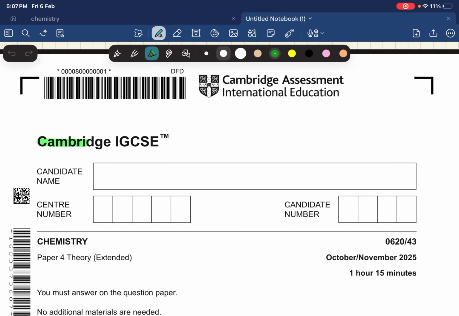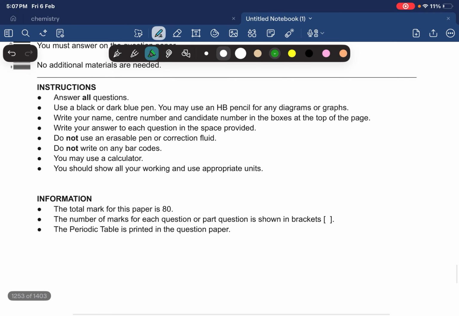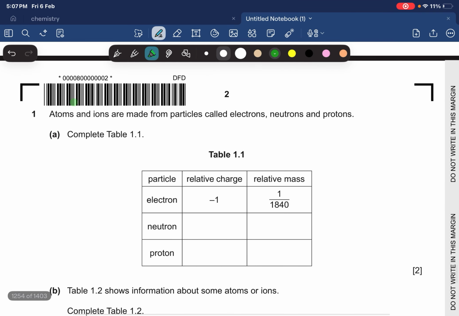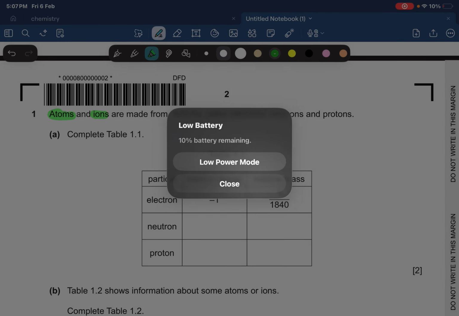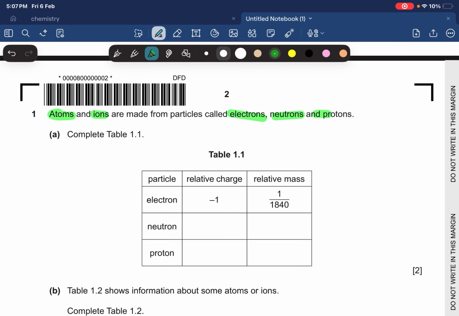We're going to be solving Cambridge IGCSE Chemistry Paper 43 Extended, October-November 2025. So let's get going. Atoms and ions are made up of particles called electrons, neutrons, and protons.